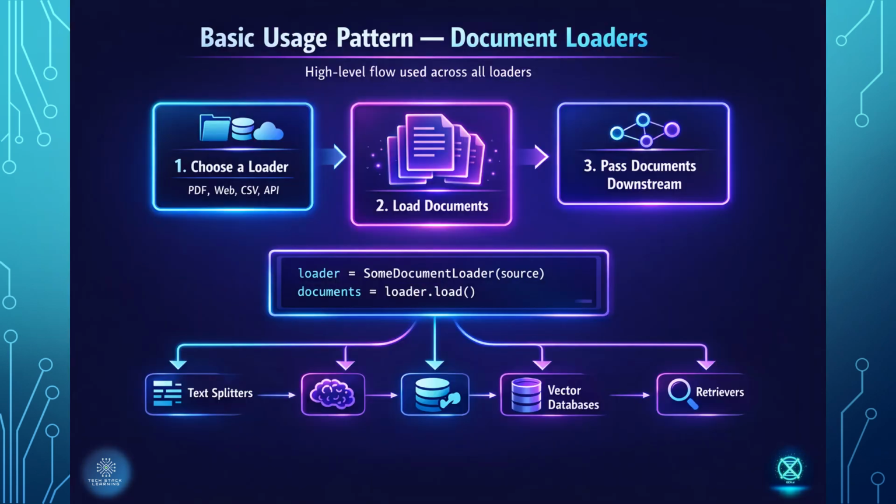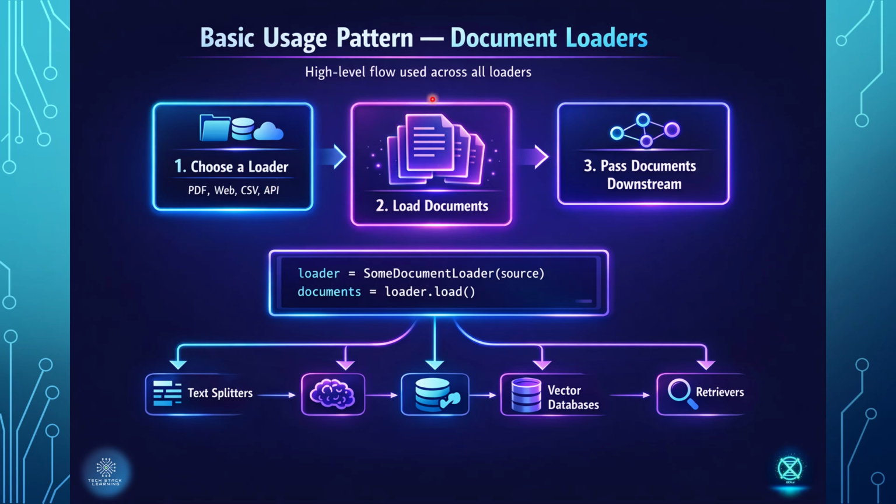So let's see a basic usage pattern or a high level flow across all the loaders which are available in LangChain. All document loaders in LangChain follow a common high level pattern. First, you choose a loader based on your requirement. Is it a PDF loader? Is it a web loader? Or is it a CSV loader for your data source?